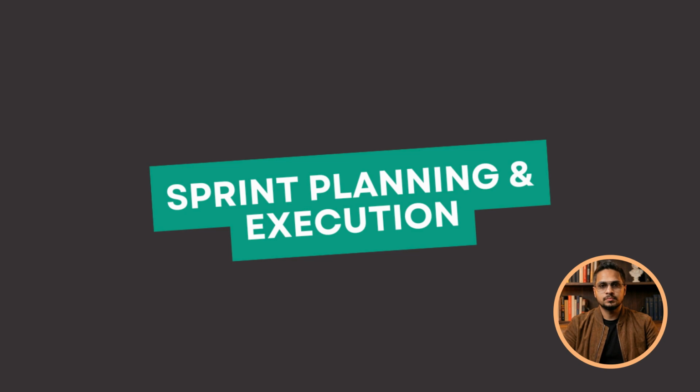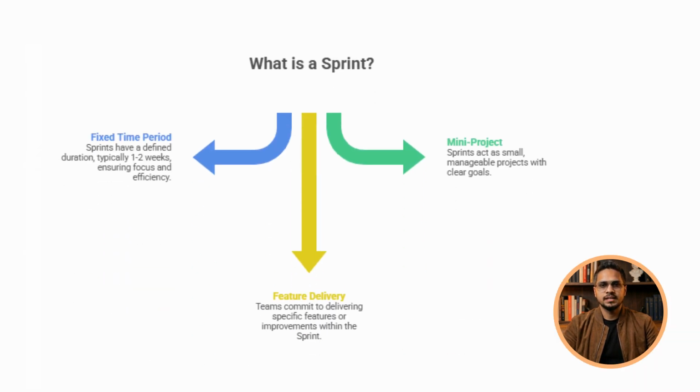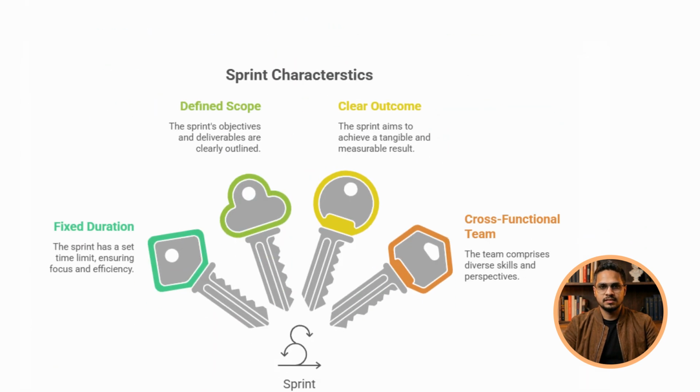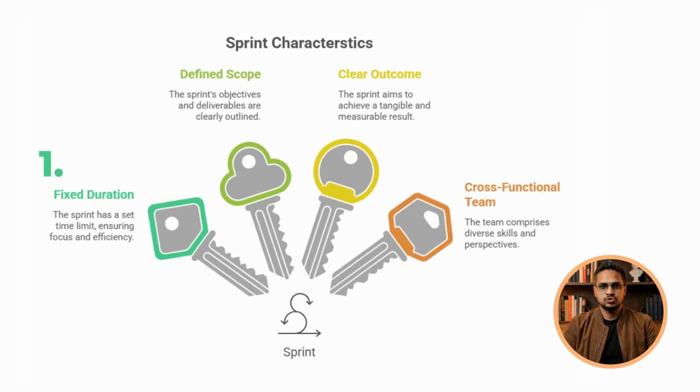So let's start with sprints first. Now, what is a sprint? A sprint is a fixed time period, usually 1 to 2 weeks, where a team commits to delivering a set of features or improvements. Think of it like a mini project with a clear goal. Key characteristics of a sprint are: number one, a fixed duration; number two, a defined scope; number three, a clear outcome; and number four, a cross-functional team. Basically, a sprint is a fixed time period, usually 1 to 2 weeks, where a cross-functional team works on a defined scope to deliver a clear outcome.